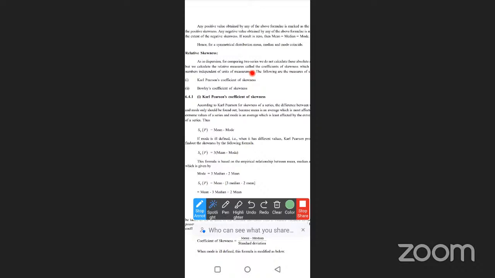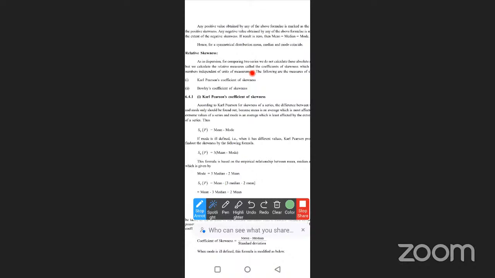See carefully. The mode is ill defined. When you are finding the mode, if the maximum frequency is repeated more than one time, it is ill defined; if the maximum frequency occurs only one time, you can calculate mode directly. If the mode is ill defined, what to do? If the maximum frequency is repeated more than one time, you cannot calculate mode directly. You can calculate mean and median and substitute the empirical relationship between mean, median and mode, that is mean minus mode is equal to 3 into mean minus median. So where you have mean minus mode, you can put 3 into mean minus median.